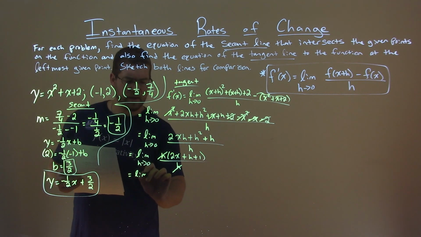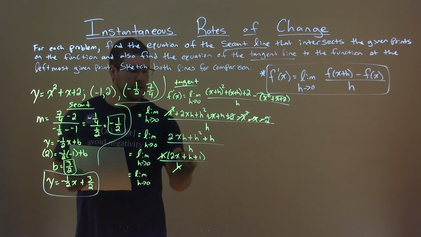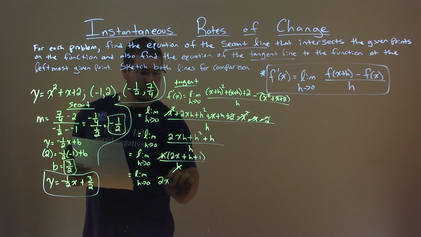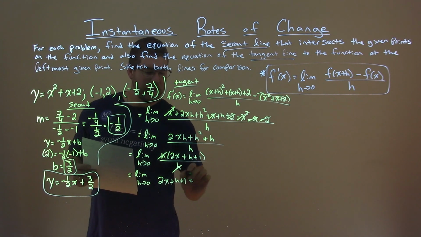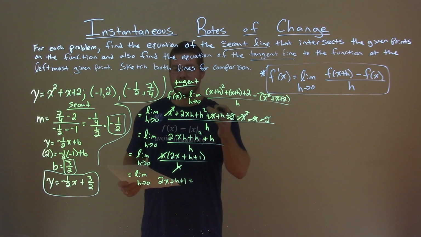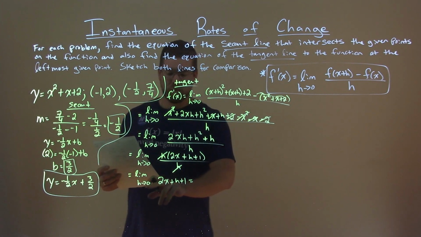We have the limit as h approaches 0 of 2x plus h plus 1. And it's at this point that we can take the limit directly. Taking the limit directly, we plug 0 in for h.